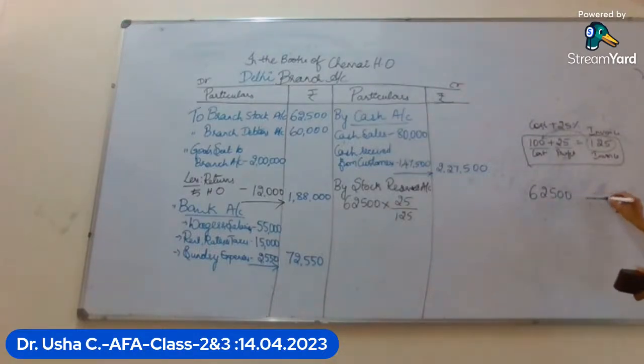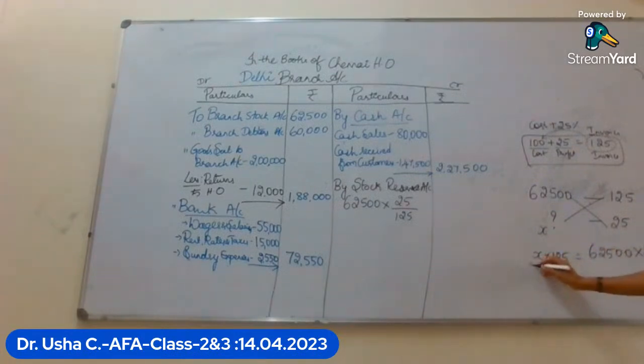62,500 is for 125%. Then 25% of profit. For 25% of profit, what is the amount? So for this, if you take this as x value, just cross multiply it, x into 125. This is a mathematical way of solving the problem. 62,500 into 25, we need the x value, that is the amount of profit.